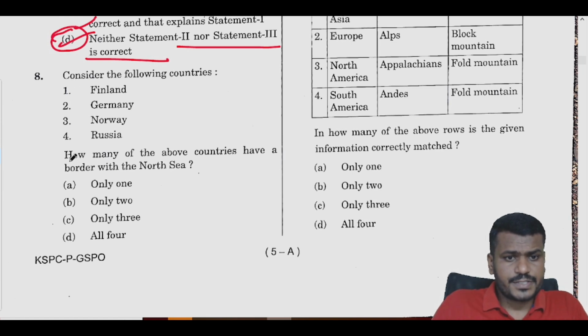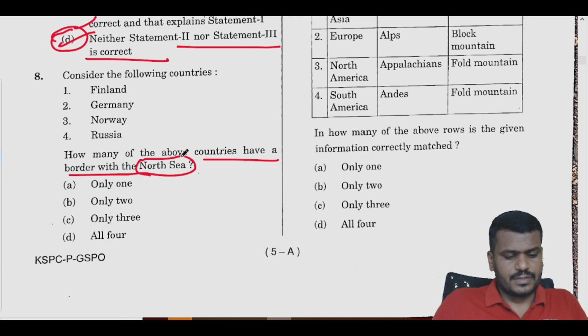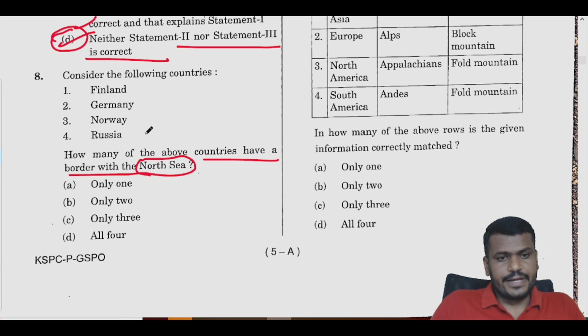Consider the following countries. How many of the above countries have a border with the North Sea? Again, the North Sea has always been in the news, guys, for the last several days, meaning several months. Russia definitely does not have any border with the North Sea, and Finland also does not have any border with the North Sea.